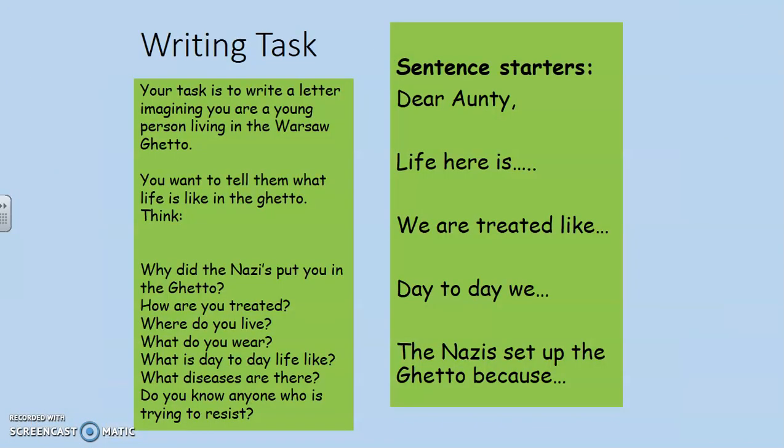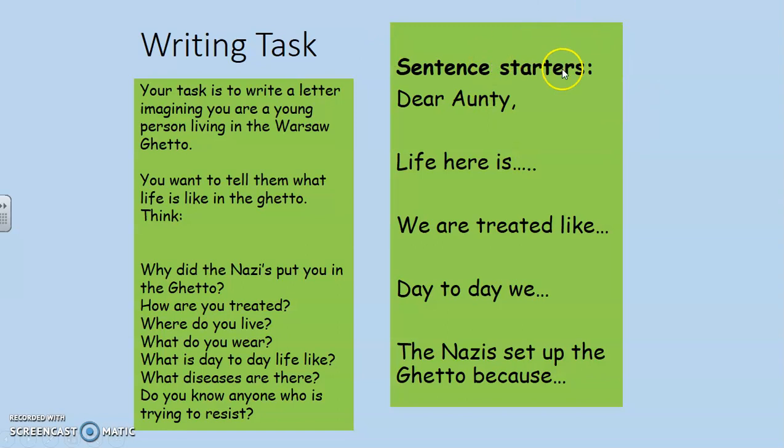Okay, now that you have finished that task, we've come to our final written task. In this task, I want you to imagine that you are a young person living in the Warsaw Ghetto. You're writing to an auntie and you want to tell them about life in the ghetto. As you write your letter, think about these questions. Why did the Nazis put you in the ghetto? How are you treated? Where do you live? What do you wear? What is day-to-day life like? What diseases are there? Do you know anyone who is trying to resist, physically or through establishing cultural institutions?